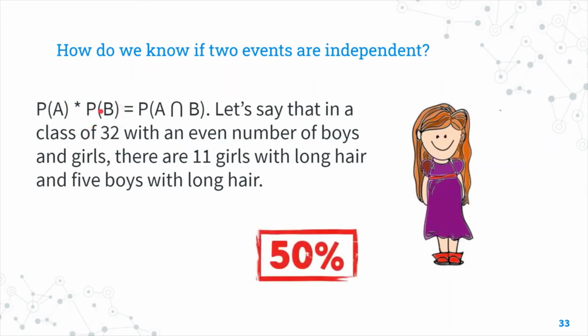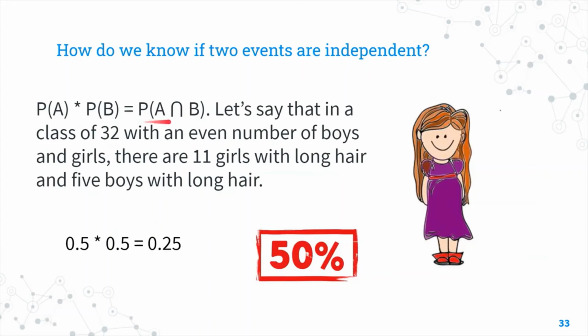So what about probability B? Well, we want to know the probability of picking someone in the class with long hair. So there's 11 girls with long hair and 5 boys. So that means that out of the class of 32, there's a 50% chance of picking someone with long hair. So if we multiply these two probabilities together, we get 0.25. And that's supposed to equal the intersection if the two events are independent.